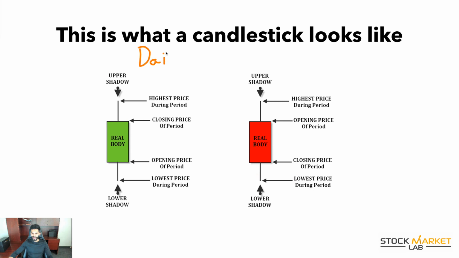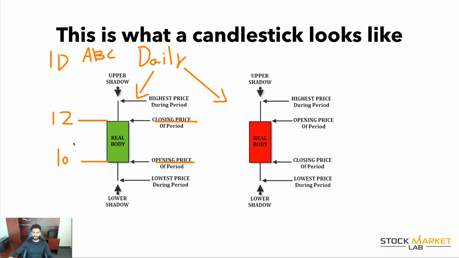What that means is that this candlestick right here and this candlestick right here represent information for the full 1 day for stock ABC. Okay? So what that means is on, let's say, whatever date it is, the stock opened at 10. That's the opening price, meaning the first transaction of the day was at 10. The last transaction, known as the closing price, let's say was at 12 for stock ABC. That's why this is green, because the stock opened at 10, closed at 12. That's why the body is green.